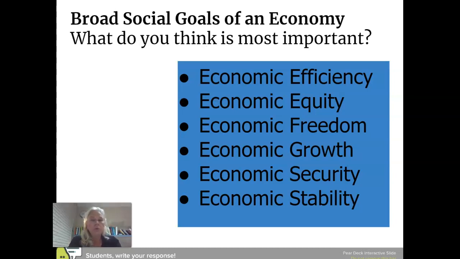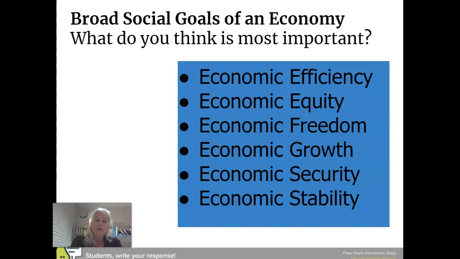So there are social goals in an economy. Economic efficiency is something we've already talked about with the production possibilities curve. Are we using our resources to the maximum potential? Economic equity means, is the economy accessed evenly across people, regardless of their race or their income level, or other factors that might separate them, gender, etc.